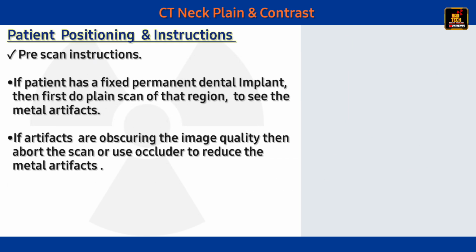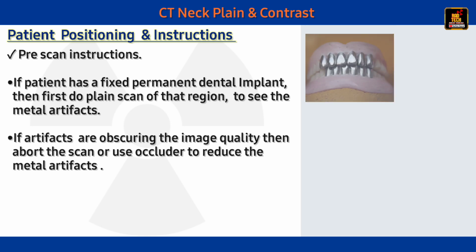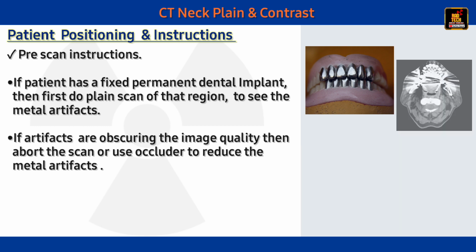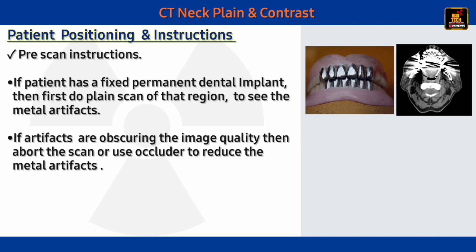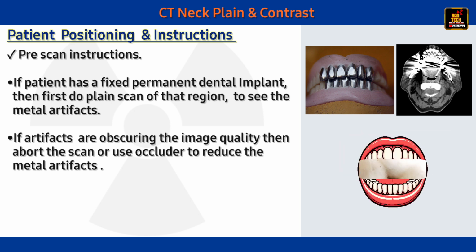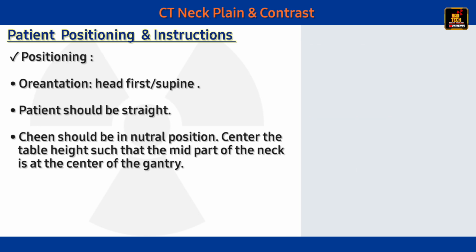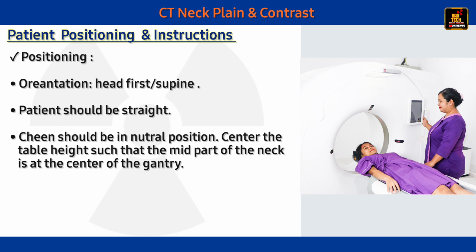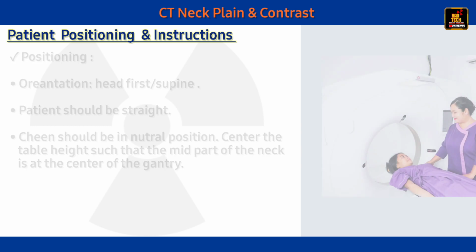Patient positioning and instructions. Pre-scan instructions. If the patient has a fixed permanent dental implant, first do a plain scan of that region to see the metal artifacts. If artifacts are obscuring the image quality, then abort the scan or use an occluder to reduce the metal artifacts. Positioning. Orientation, head first supine. The patient should be straight. Chin should be in neutral position. Center the table height such that the mid part of the neck is at the center of the gantry.